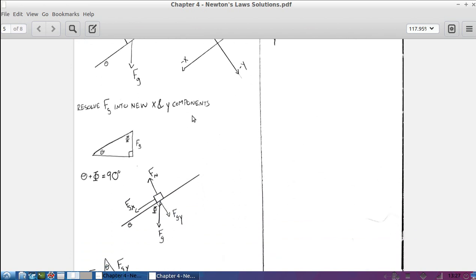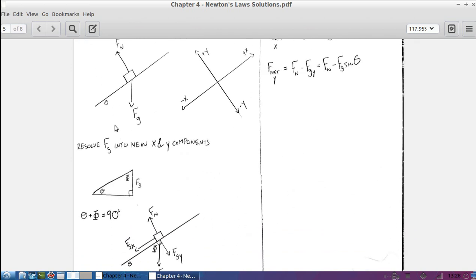We're going to resolve our gravitational force into x and y components. First thing I'm going to do is take the gravity vector and the slope of the incline, and I'm going to make a right triangle out of it. All right. See this right here? I'm making a right triangle. So I drew that right triangle. Theta is the angle of the incline.